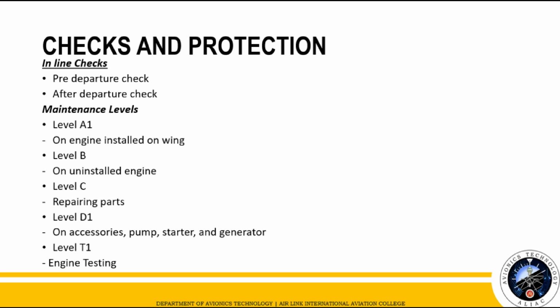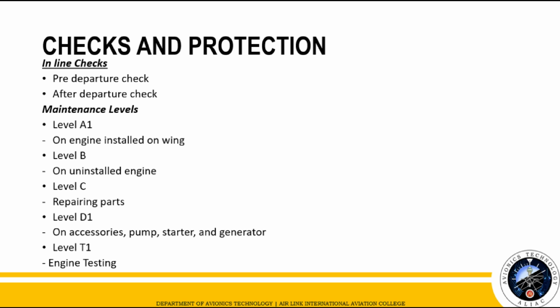So some common inline checks or pre-departure checks are the security checks, boarding pass verification, baggage screening, aircraft inspection, passenger count, and lastly the final check. The security checks are carried out to screen passengers, their luggage, and carry-on items for prohibited items such as weapons, explosives, or other dangerous items.